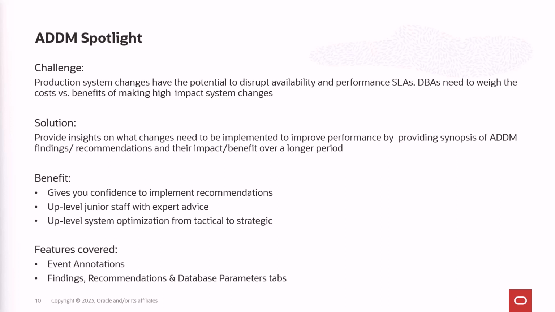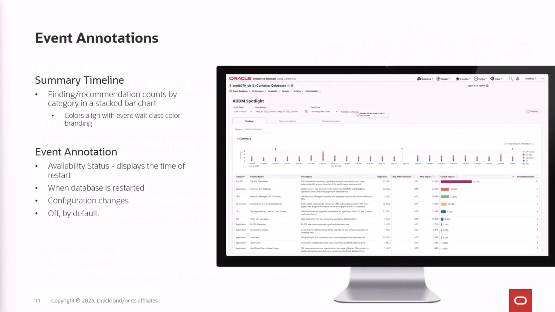Today, I'm going to cover features such as event annotation and other tabs that we have: findings, recommendations, and database parameters. As you log into Oracle Enterprise Manager Cloud Control and choose a database, you'll find ADDM Spotlight under the Performance menu. The other way you can access it is from the Recommendations section in the DB homepage. Let's understand Summary Timeline, which is with stacked bars, which gives a quick glimpse of what all happened on the database in a specific time window.